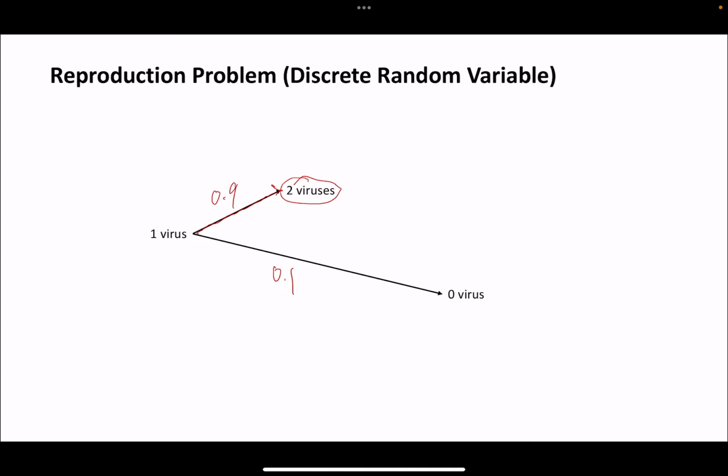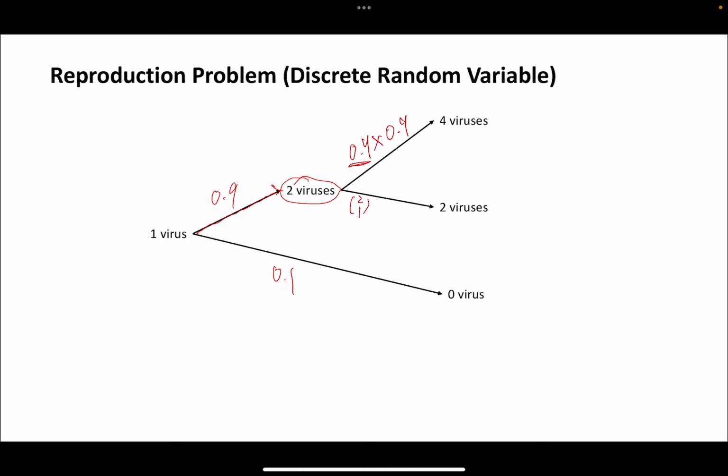Once we have two viruses in the second generation, we need to analyze what the outcome is for the third generation. The first case is that both these two viruses successfully survive and split into two new viruses. The probability of this is nothing but 0.9 times 0.9, because whether each virus can evolve or not is independent, and each virus has a 0.9 probability to evolve. So this is the first scenario.